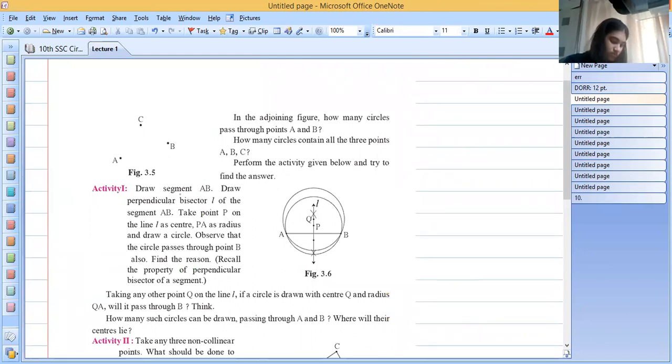Now activity 1: draw segment AB, draw perpendicular bisector L of the segment AB. Take point P on line L, take PA as radius and draw a circle. Also the circle passes through point B, also find the reason. Okay. Now see, first what he has done.